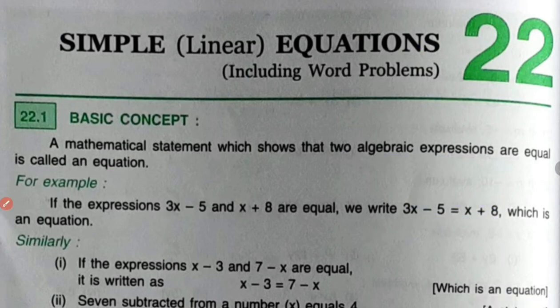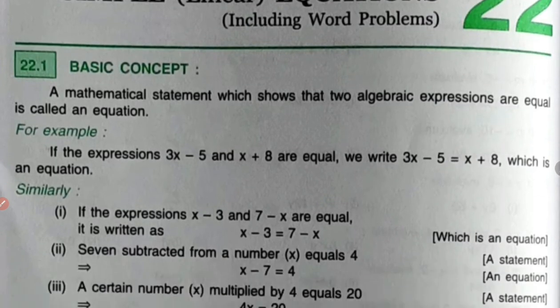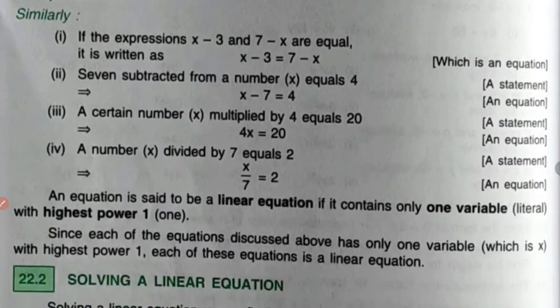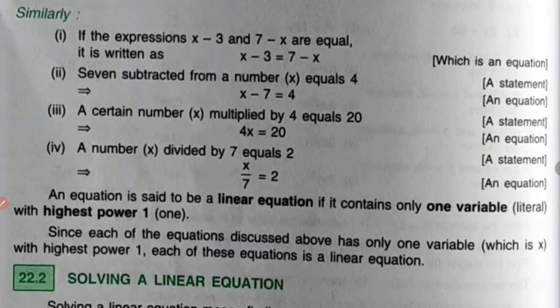Let us understand this concept by taking a few more examples from your book. Similarly, if the expressions x minus 3 and 7 minus x are equal, then it can be written as x minus 3 equals 7 minus x. So this becomes an algebraic equation, right? This is how we can convert a statement into an equation.